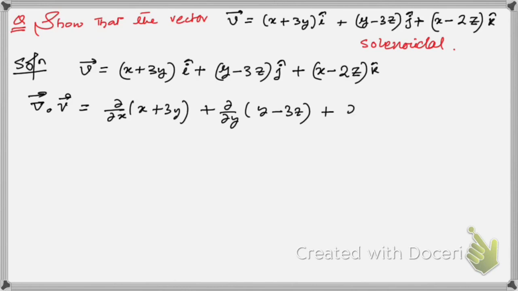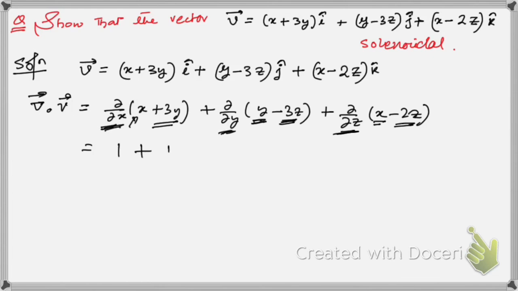Here you can see, the partial derivative of x with respect to x is going to be 1. The partial derivative of 3y with respect to x is going to be 0, because y should be considered as constant in that case. The partial derivative of y with respect to y is again 1. The partial derivative of 3z with respect to y is again 0. With respect to z, the partial derivative of x is 0, and the partial derivative of minus 2z with respect to z is minus 2.